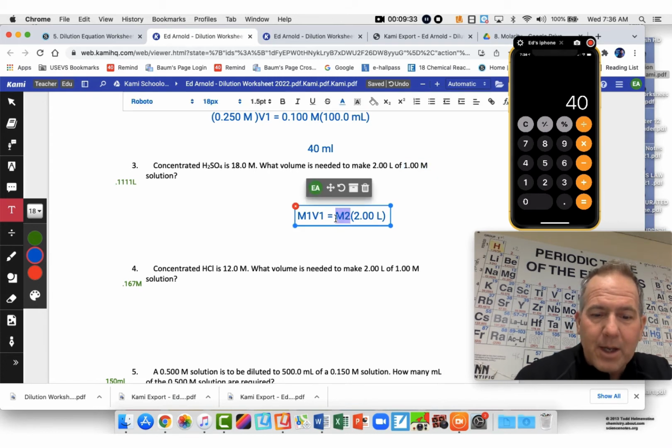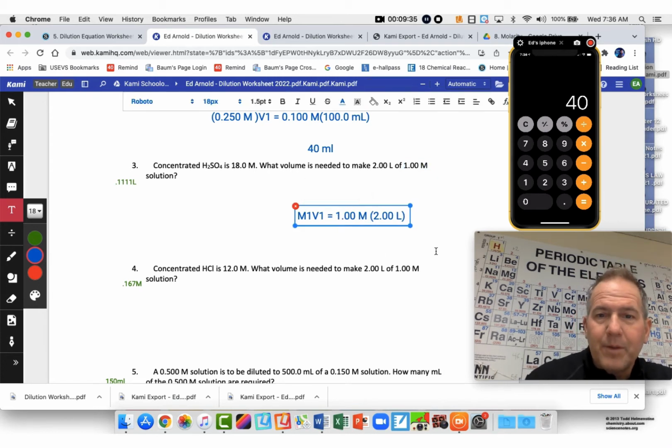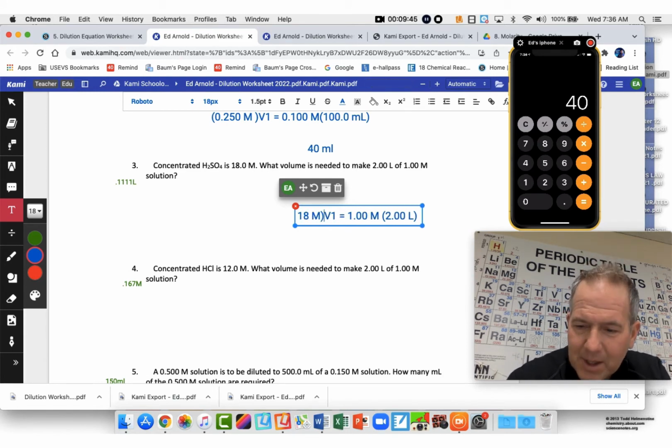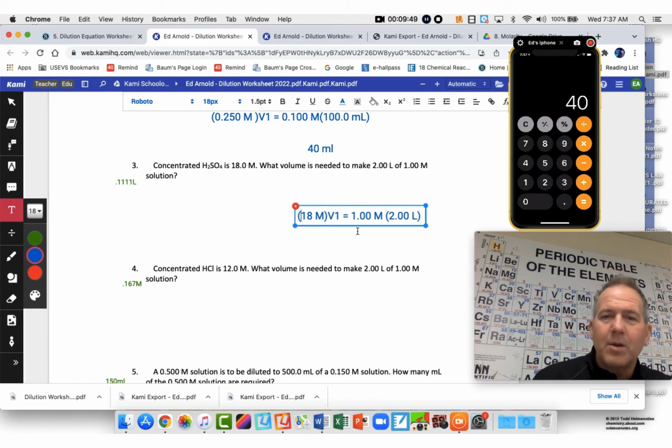There we go. All right. The concentrated was 18 M, so let's put in 18 M here. Oops, I just typed it. If you can type it faster than you can copy paste it, do that. Whatever's fastest is the best, right? There we go. Now, we're solving for this thing.